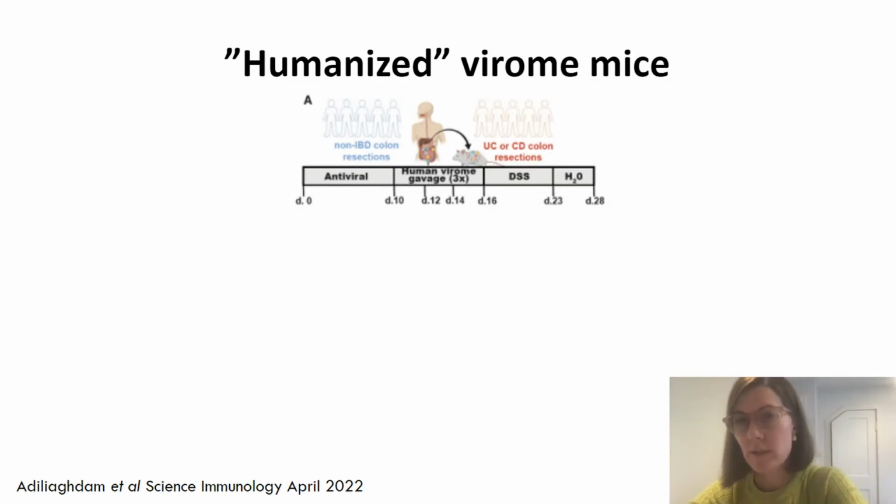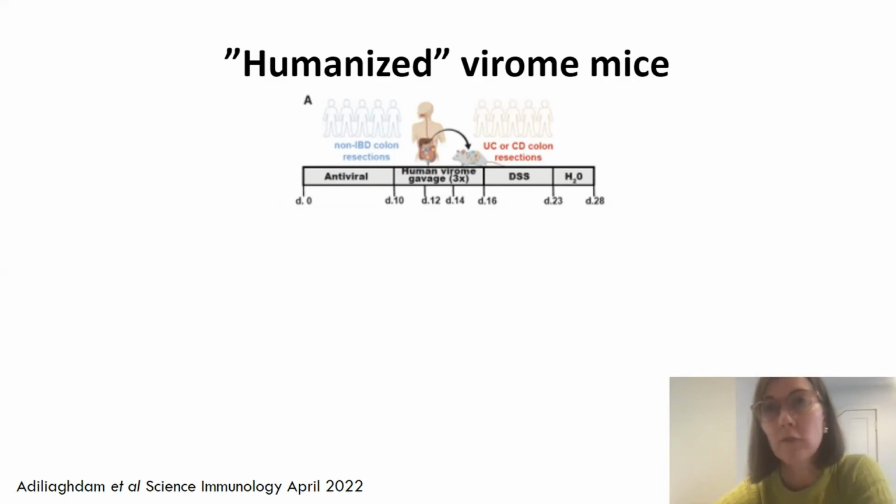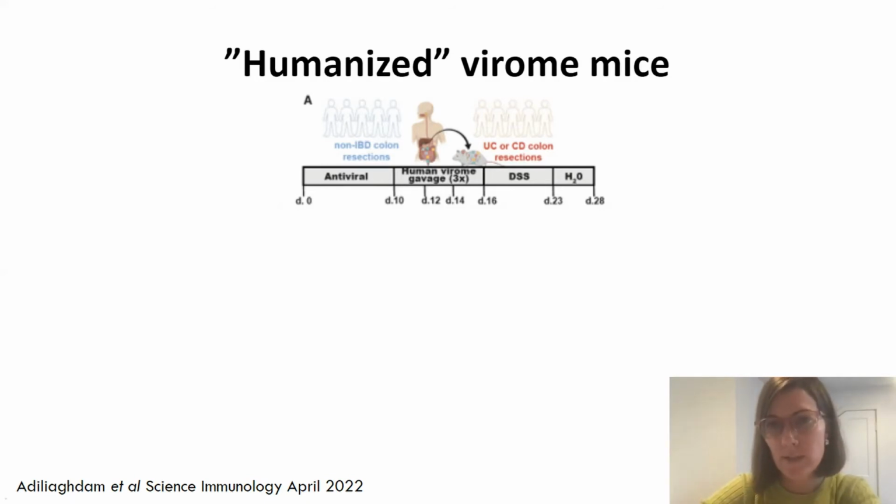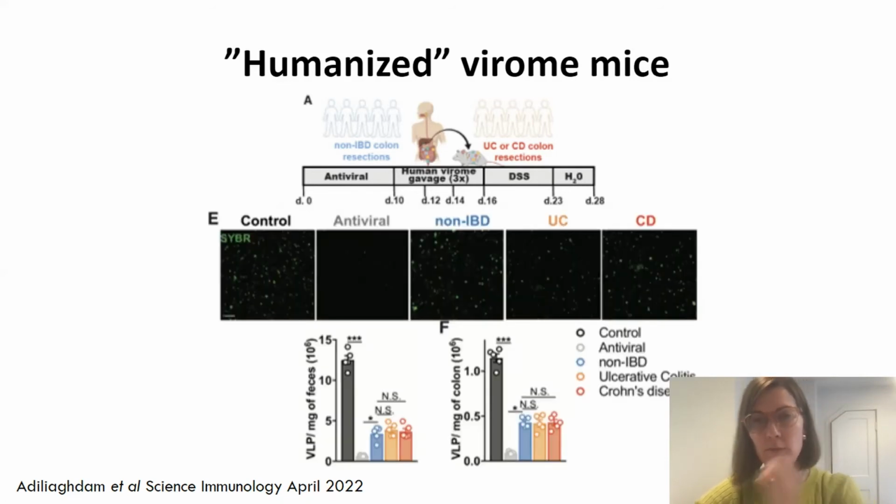We did this also in intestinal epithelial cells to show this divergent effect. But we really wanted to know in vivo what these viruses could do. So we humanized mice with viruses that we'd isolated from colon resections from non-IBD patients, ulcerative colitis or Crohn's disease patients. To do that, we first treated these mice with an antiviral cocktail, which is a published cocktail to reduce the murine virome. And that did about a 20-fold reduction in the viruses present in an SPF Black 6 mouse.